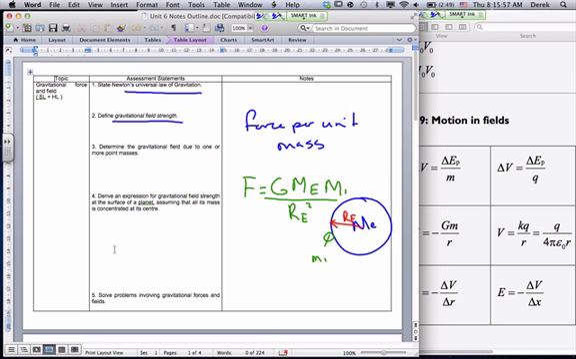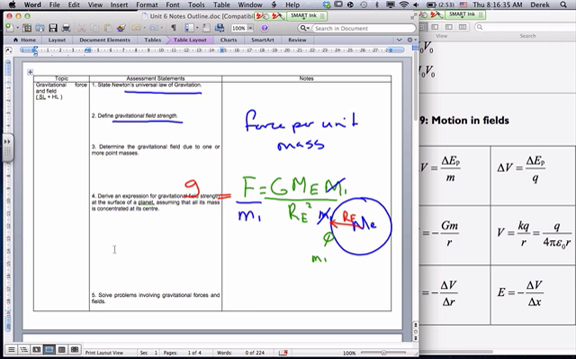Now, the gravitational field strength is the force per unit mass. So you're dividing this force by the mass that's experiencing the force. If we want to find the gravitational field strength of the Earth, we divide by m1 on both sides, and this F divided by m1 we give the symbol g. That is obviously our acceleration due to gravity.